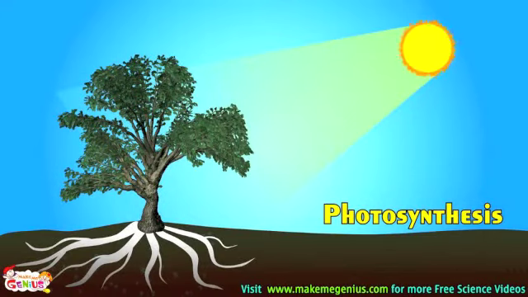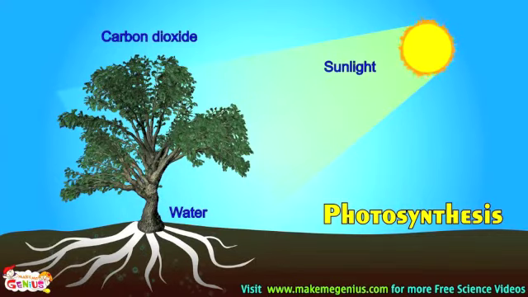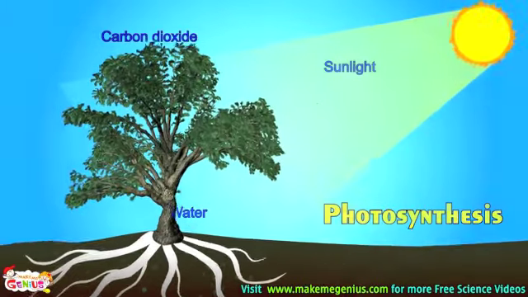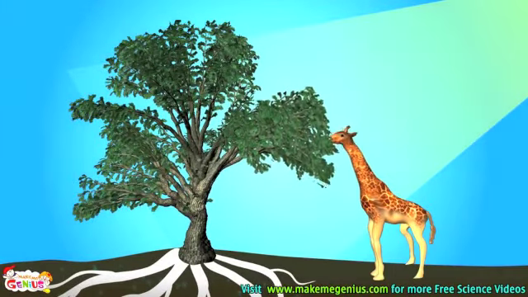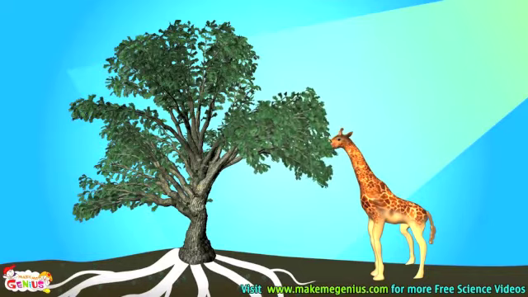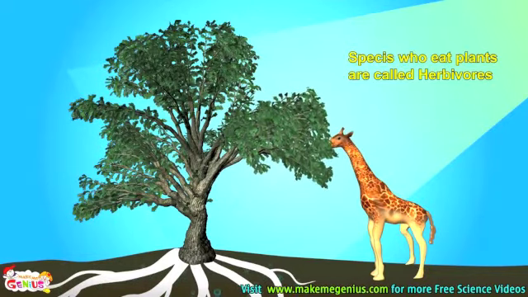Plants are the only living species who make their own food. They use sunlight, carbon dioxide from air, and water from soil to make their food. This process is called photosynthesis. So now you know plants make their own food. All other species like animals and we humans are dependent on plants. Now see, a giraffe is coming. It is eating the plant. Species who only eat plants are called herbivores.